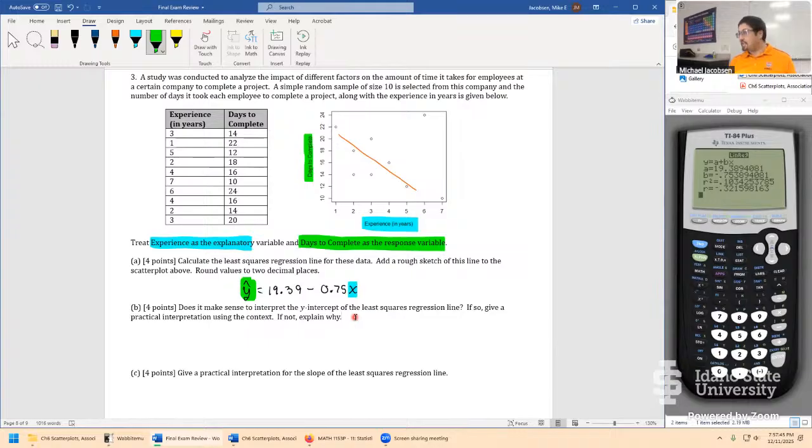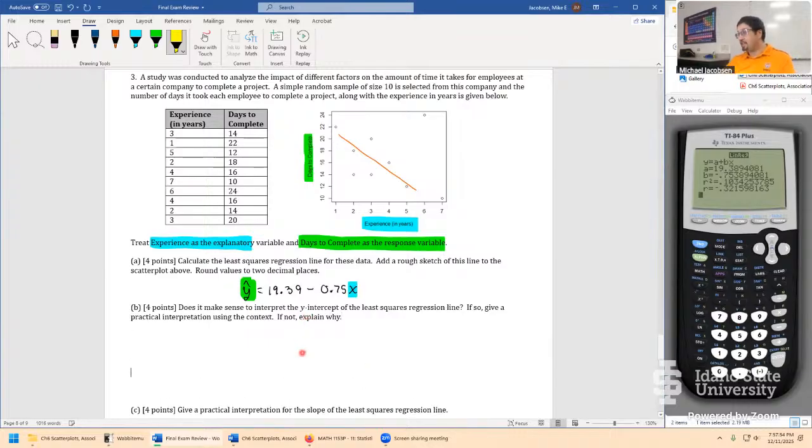Okay, here's the tricky concept questions next. Does it make sense to interpret the y-intercept of the least squares regression line? If so, give a practical interpretation using the context, and if it isn't, we have to explain why, which often involves a context as well.